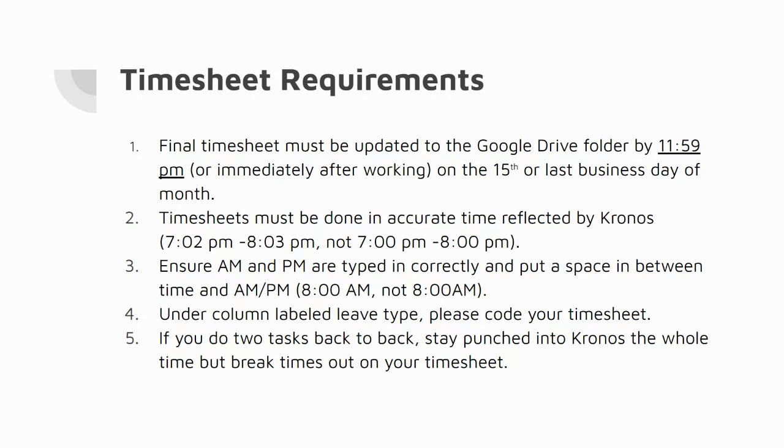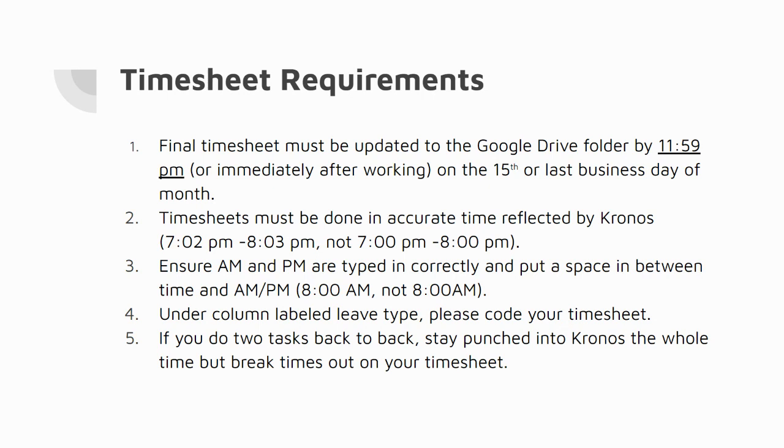Timesheets must be done in an accurate time reflected by Chronos. So if you're clocked into Chronos from 7:02 to 8:03 p.m., make sure it says that and not 7 to 8. Ensure AM and PM are typed correctly and put a space in between the time and the AM and PM. Also, the timesheet automatically puts AM down, so make sure you change it to PM if that's applicable.